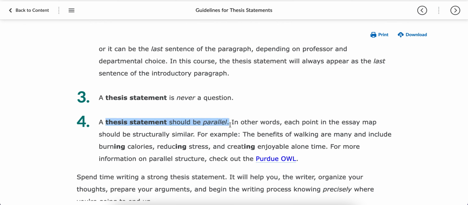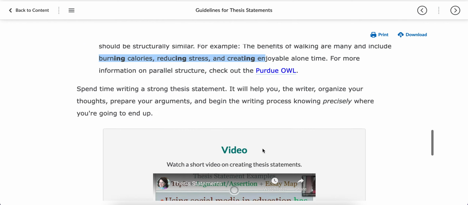A thesis statement should be parallel. Each point within the thesis statement should have the same closing. For example, burning calories, reducing stress, and creating enjoyable alone time. So you don't want to say something burns calories, reducing stress, and created. Do you see? Everything has to be parallel to each other.